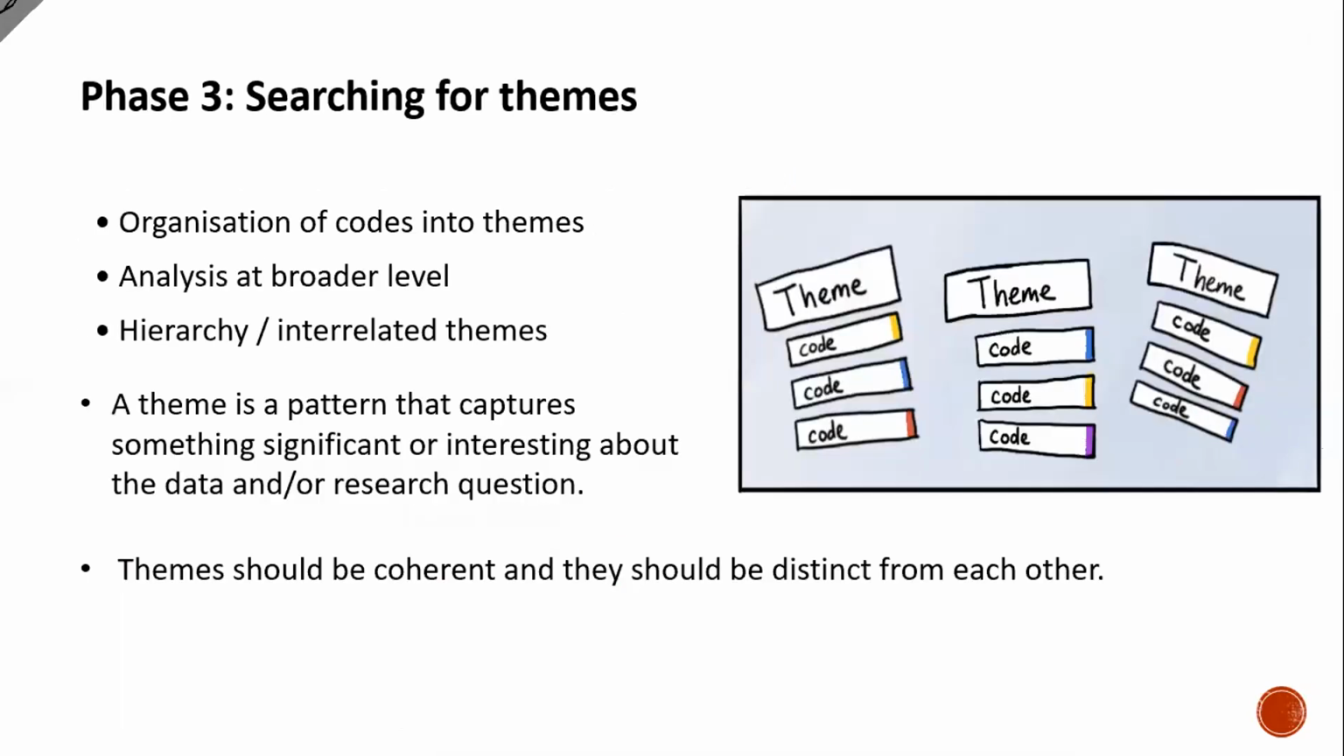The next phase is that we will start to search for our themes. In this phase, we will organize our codes into themes. Analysis at the broader level. We will start also to build a hierarchy for the themes, and we will look if we have interrelated or overlapped themes. A theme by itself is a pattern that captures something significant or interesting about the data or the research question. The themes need to be coherent, they need to be logical, and they should be distinct from each other. Each theme is distinct from each other.